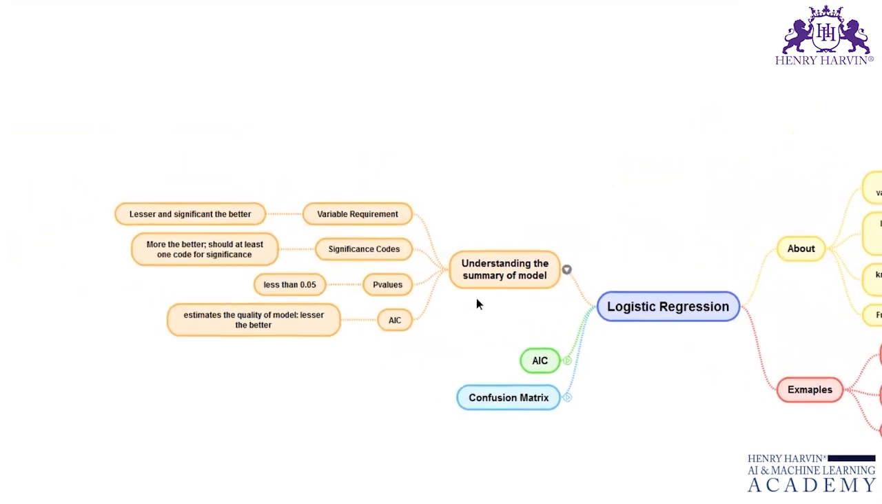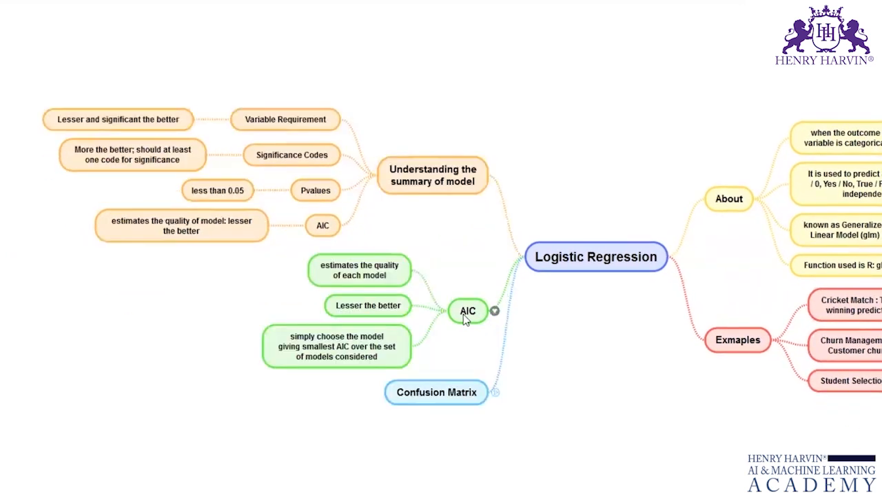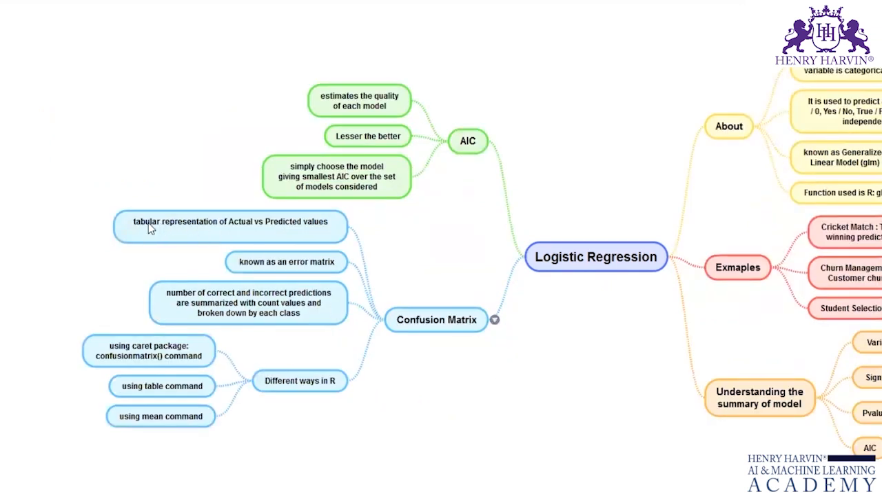Next is understanding the summary of a model. The elements that are important are variable requirement, significance code, p-values, and AIC. The lesser the AIC, the better it will be. You should know what AIC is. It estimates the quality of each model. The lesser, the better, and it helps us select the smallest AIC, and so the best model out of all the considered models. And the confusion matrix is a tabular representation of actual versus predicted values.